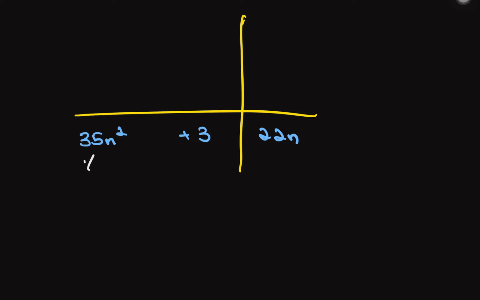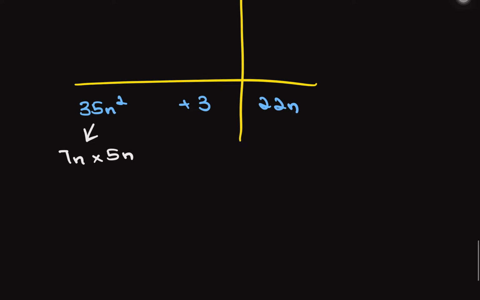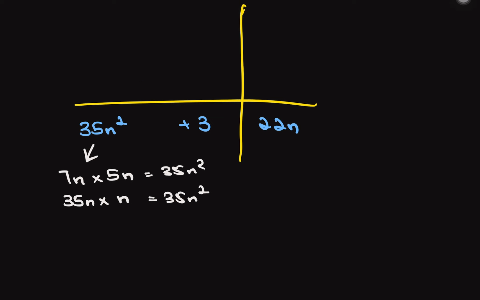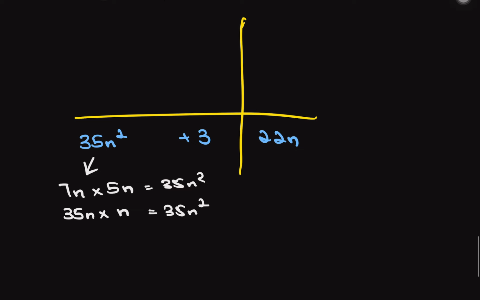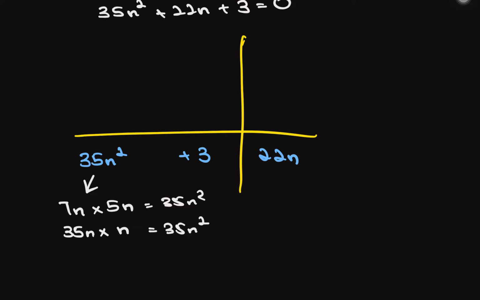For the first term, 35n squared, we can use 7n times 5n, or 35n times n, to get 35n squared. Usually the terms that we'll use are mostly whole numbers. So let's try the first one. Let's write 7n times 5n, and when we multiply it together, we get 35n squared. Now let's try for 3.